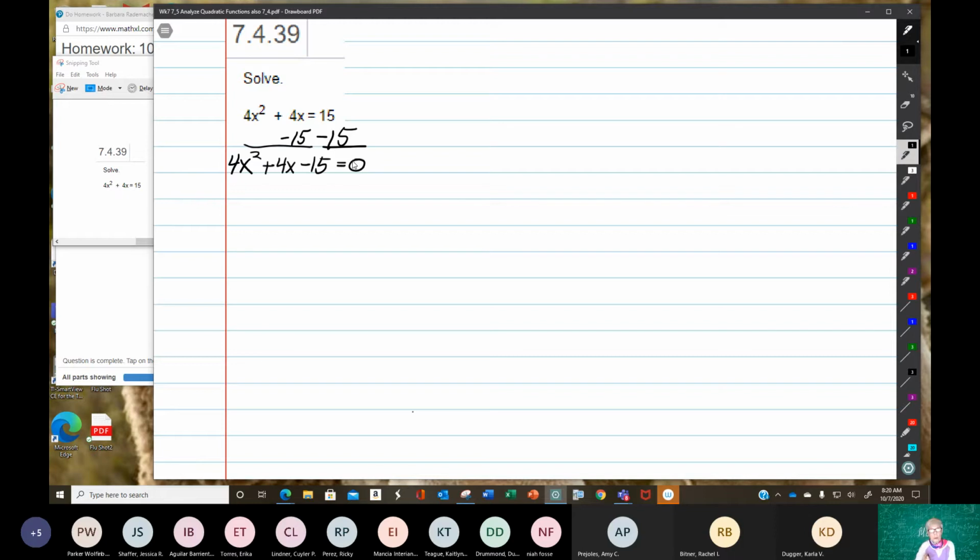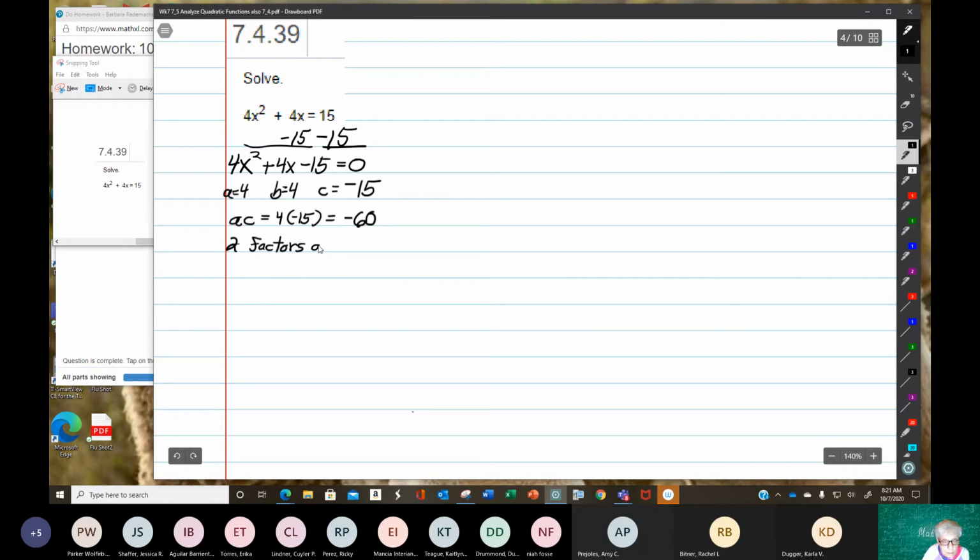Now this is factorable. I can solve that equation by factoring if I use the AC method. So let's do that just for review. A is 4, B is 4, C is negative 15. To use the AC method, I multiply the number A times the number C. That will give me 4 times negative 15, which is negative 60. Now, I need two factors of negative 60 that add up to B, which here is 4.